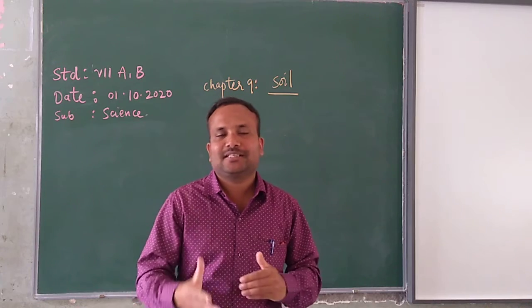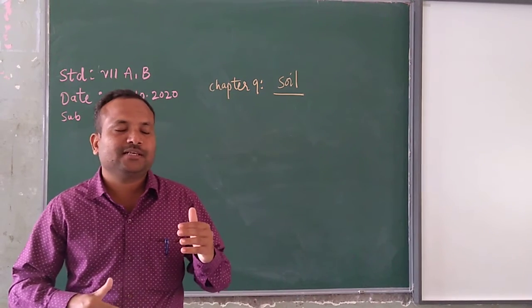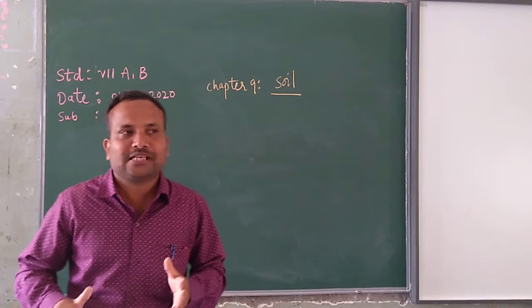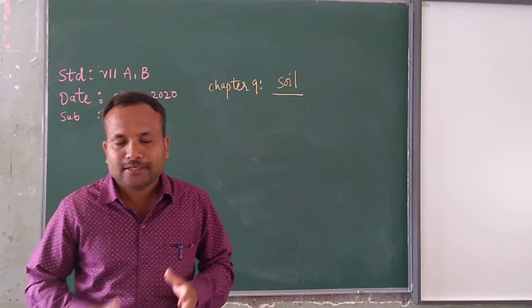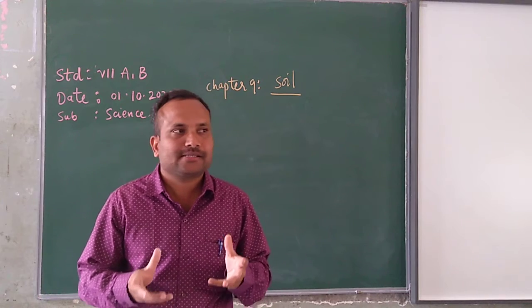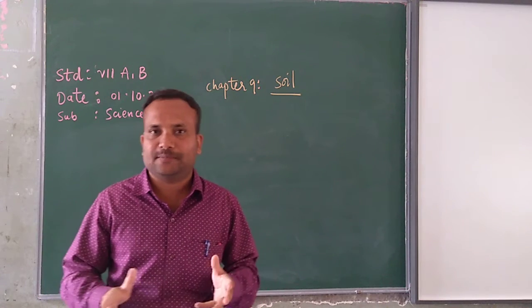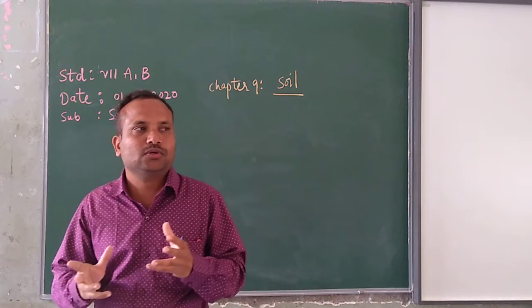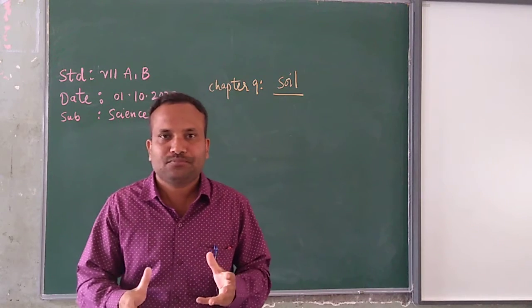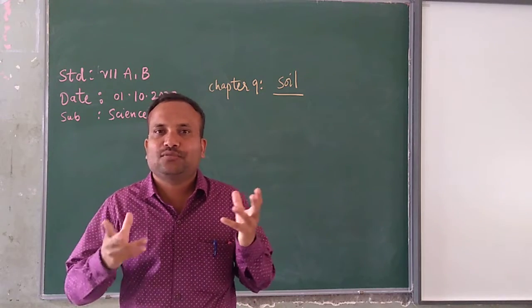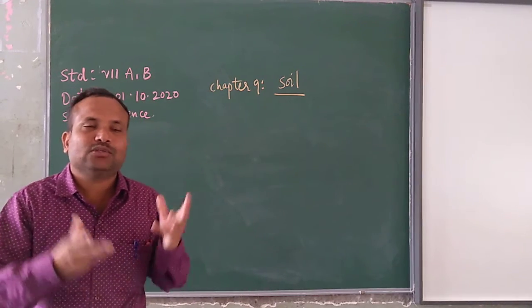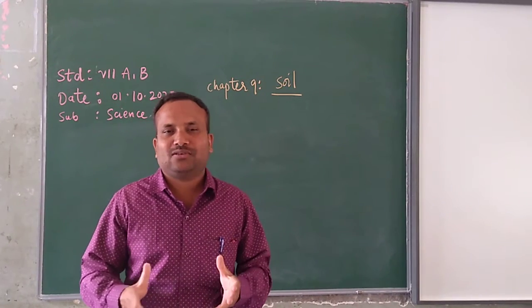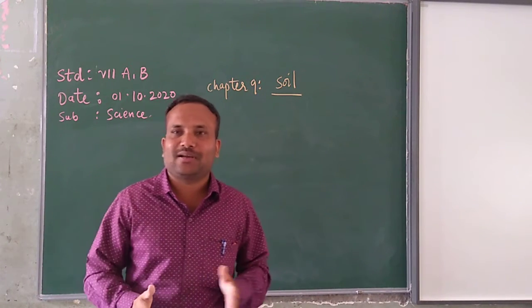Now about other things related to soil. The things we are using nowadays, like polythene bags and plastic bags, in turn pollute the soil. They are going to decrease the fertility of the soil, and they are going to kill the microorganisms which are present in the soil.